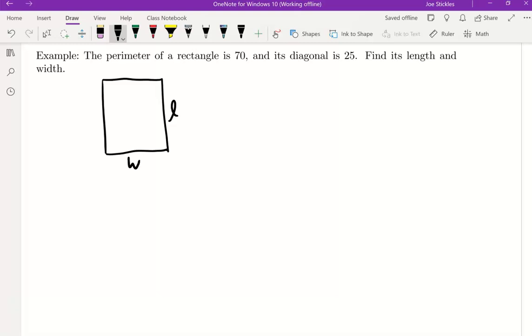So the first part of the sentence says that the perimeter is 70. Can you give me an equation involving the length and the width from that statement that the perimeter is 70? What is perimeter again? Good. Yeah, it's the distance all the way around the outside, right? So I have to do length plus width plus length plus width going around, right? So what would the equation be then? Good. That's one equation. Good.